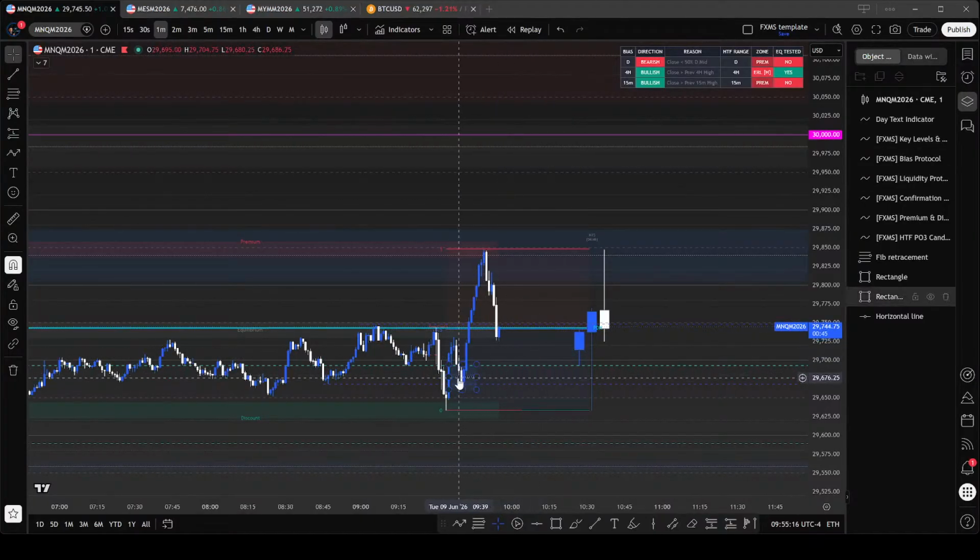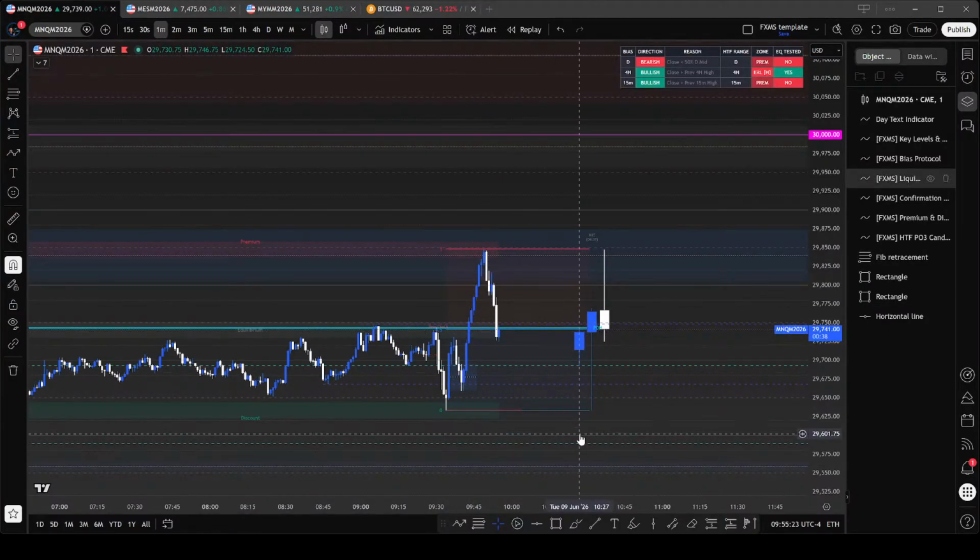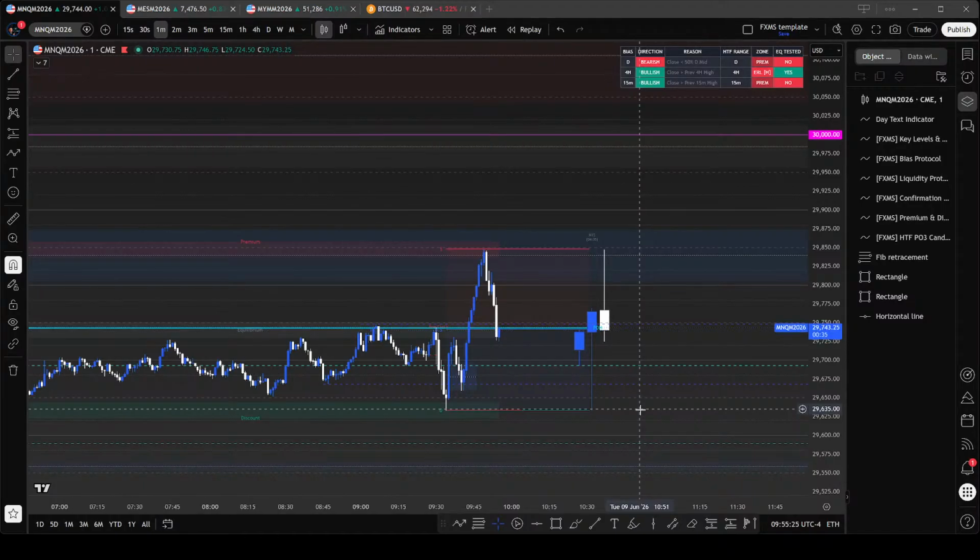If not, we'll see price go through this whole up move here, right, which will give us a change of character, and then we can look for the short if it presents itself.